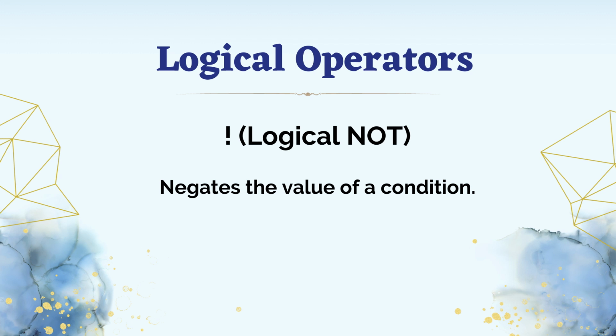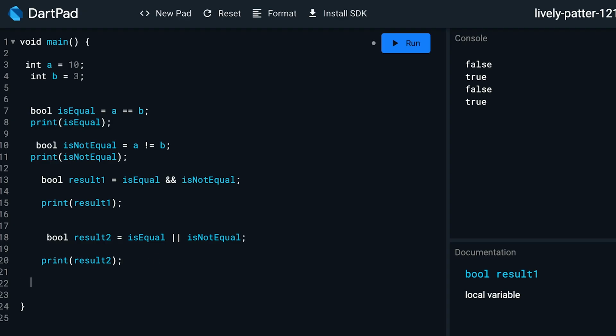Logical NOT negates the value of a condition. In this example, we use not result1. Result1 is false, so its result is true. Then we check not result2. That returns false.